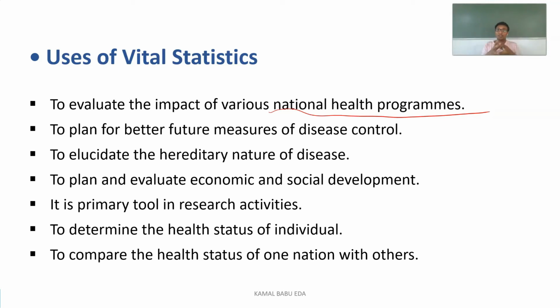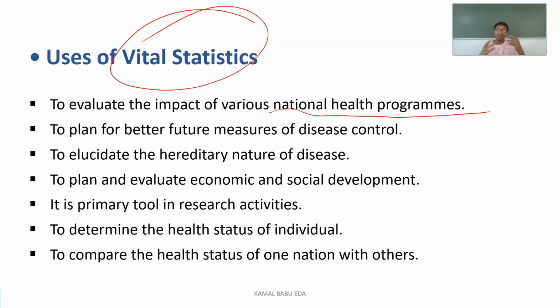All these programs which were implemented in the community, whether they are having a proper impact or not, how can we know? We can know when the number of cases in the community is coming down. Where the number of cases is coming down, it can be recorded in this vital statistics. So what is the use of this vital statistics here?